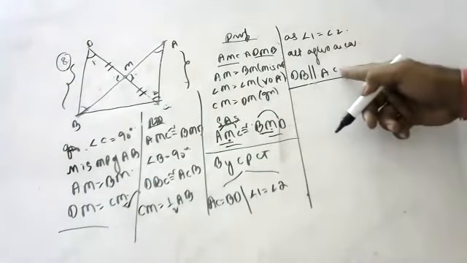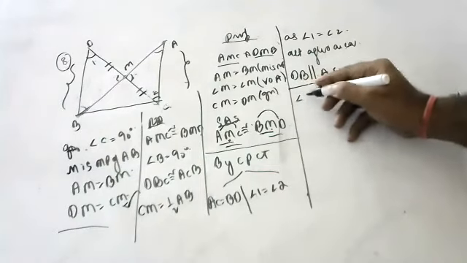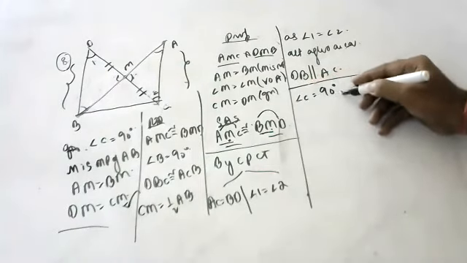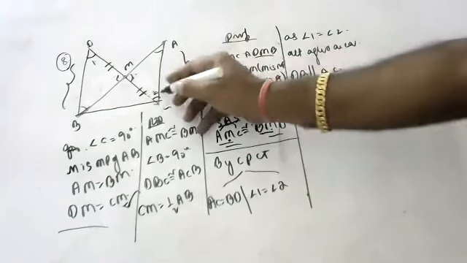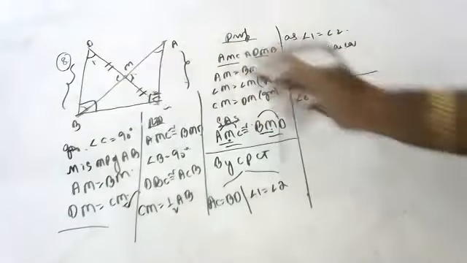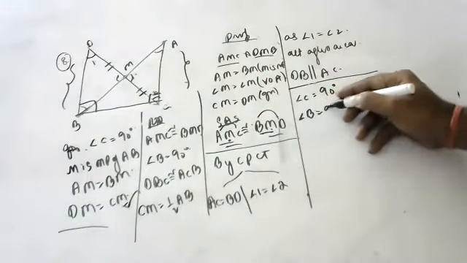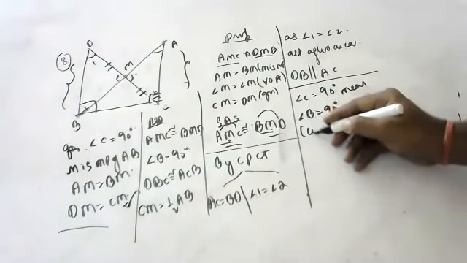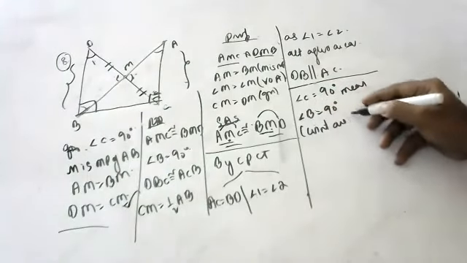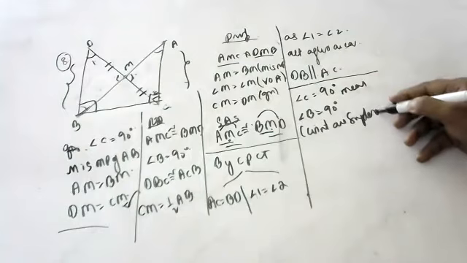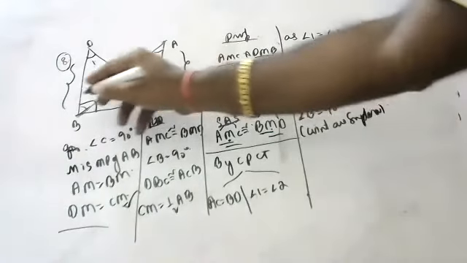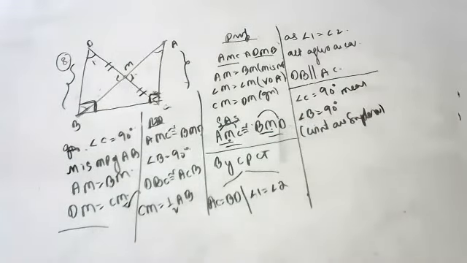If DB is parallel to AC, angle C is 90 degrees means angle B also 90 degrees. Why, children? Anyone? Co-interior angles. Co-interior angles are supplementary. If this is 90 degrees, this is also 90 degrees.